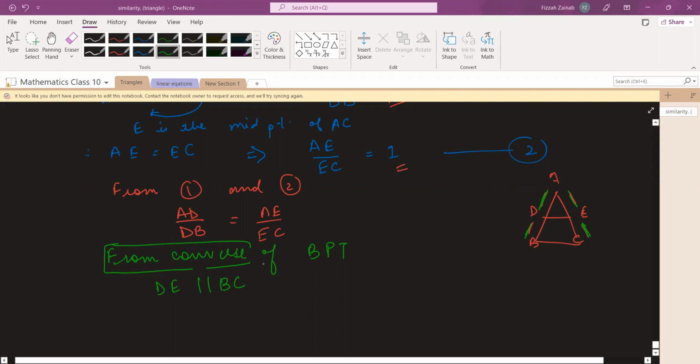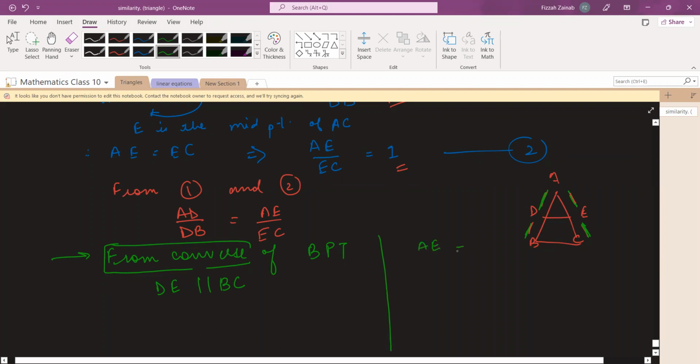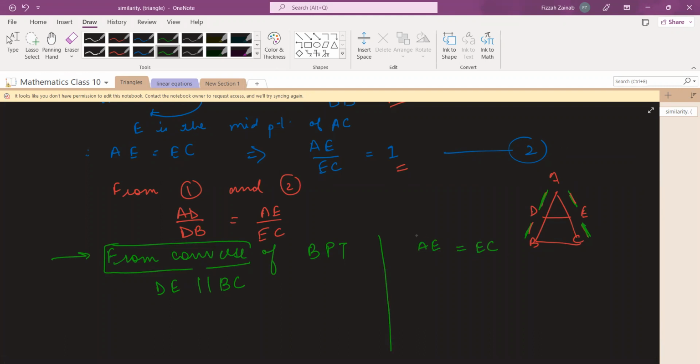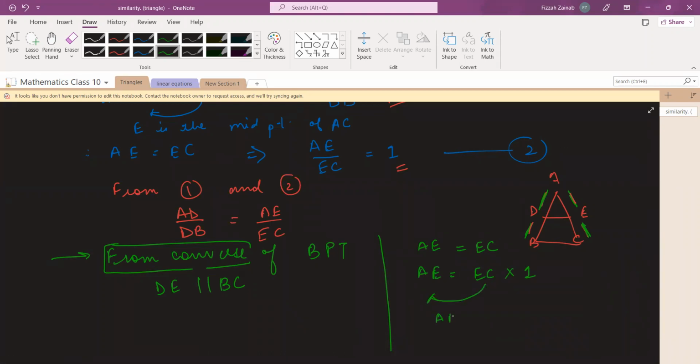Okay, wait. So far, is it clear from converse of BPT, right? Okay, so how I got it one? Let me explain it here. So I have AE is equal to EC, right? Just try to understand it this way. Can I just write it AE is equal to EC multiplied by 1, right? Then I can bring this EC in the denominator, right? So it will become AE upon EC, and here I get only 1, isn't it?